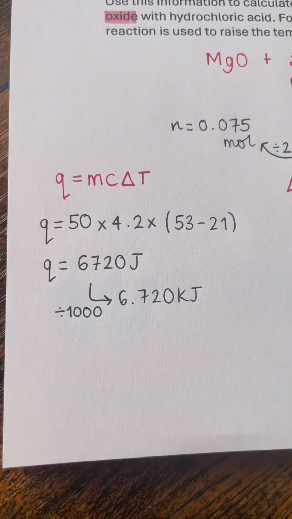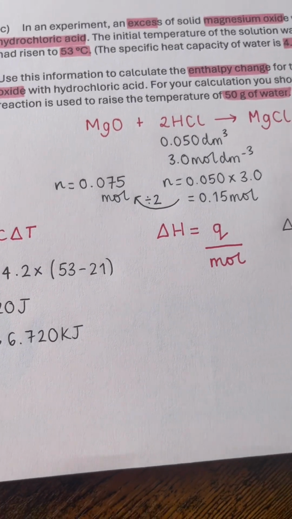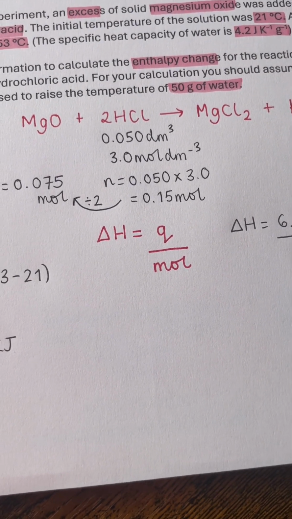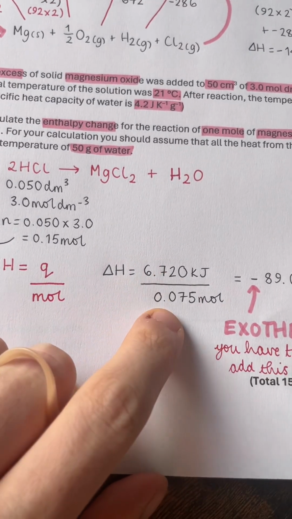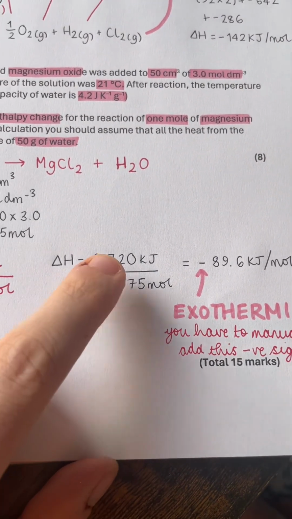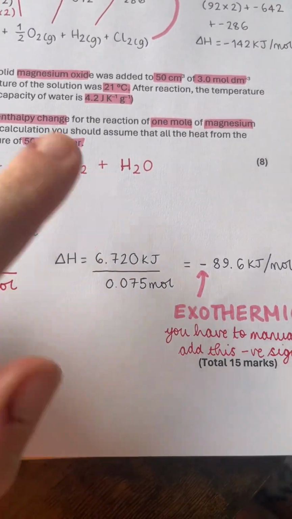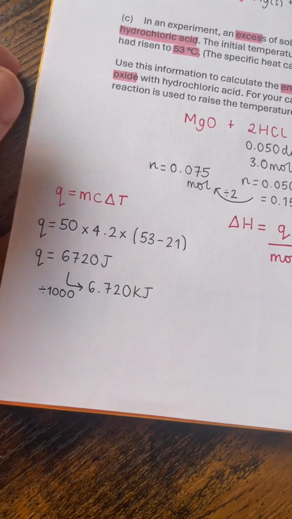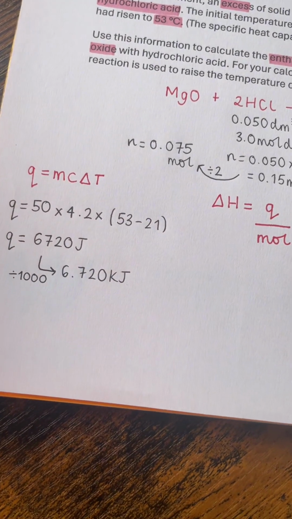That is the heat energy change when 0.075 moles of magnesium oxide reacted, and we want to know the enthalpy change for 1 mole of magnesium oxide reacting. So this is where my moles are going to come in, and we're going to do the heat energy change divided by the moles to get us a value for ΔH in kilojoules per mole. Now, that is not going to give me a negative answer on my calculator. All values for ΔH calculated using this method will give us positive answers because Q will always be positive. Whatever the temperature change is, it will be quoted as a positive number.